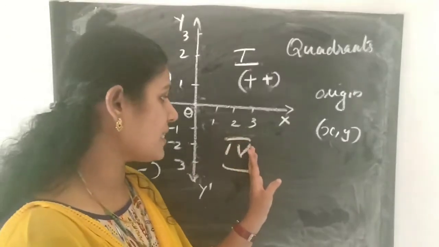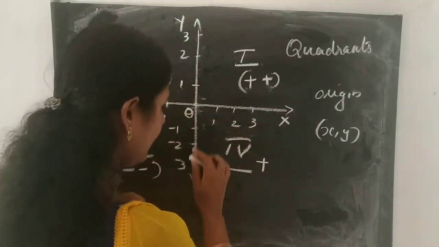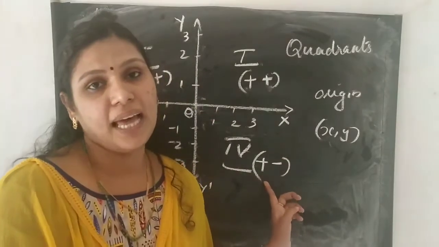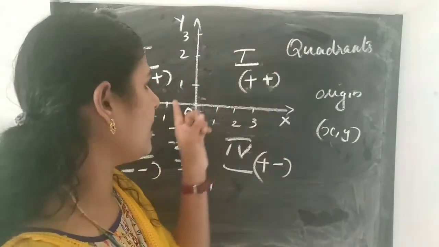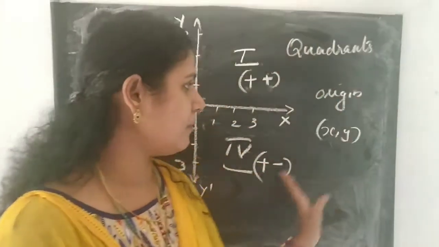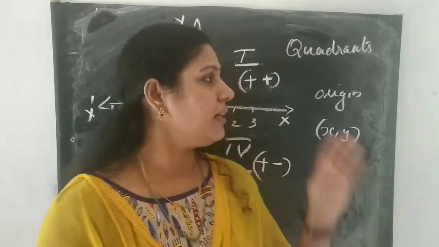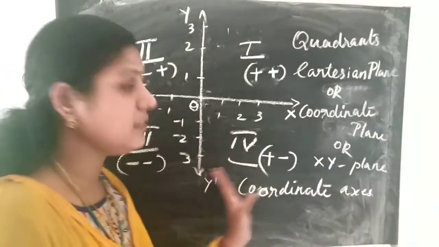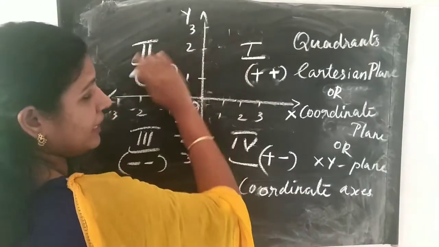In the fourth quadrant, the x-axis is plus and the y-axis is minus, so the numbers are in the form plus and minus. This quadrant and these axes, taken together, are known as the Cartesian system. See children, in the plane, the numbers are arranged in the form of coordinates.